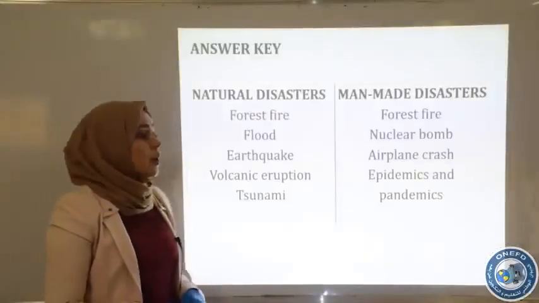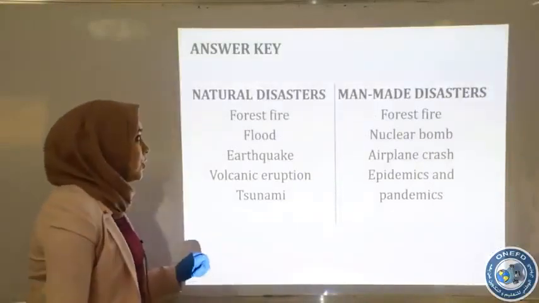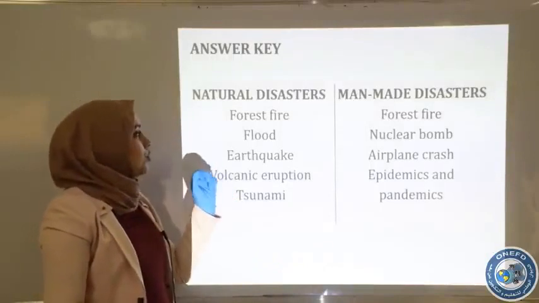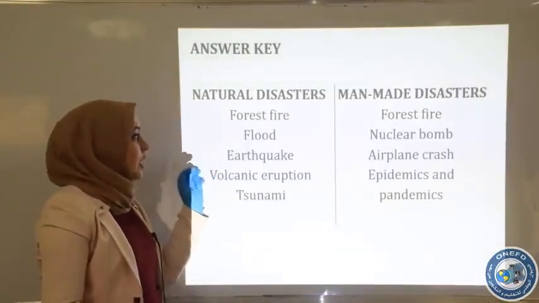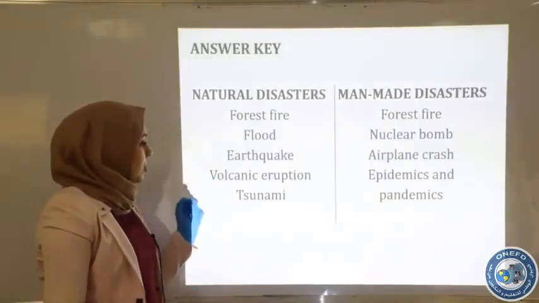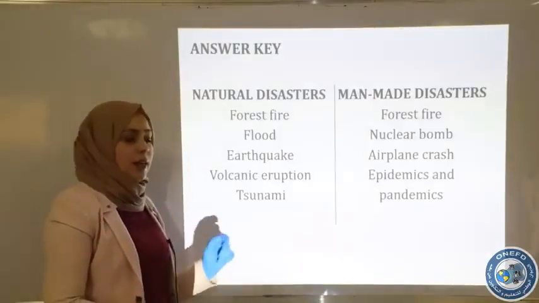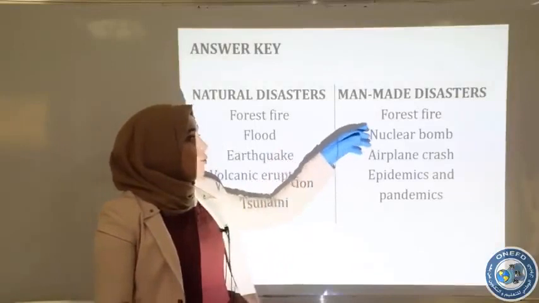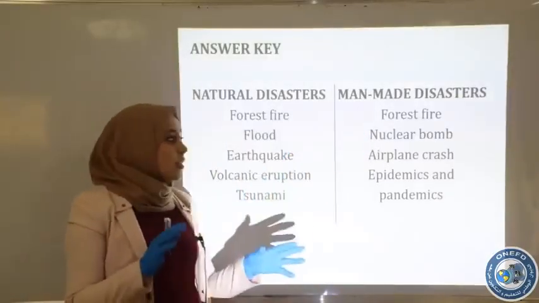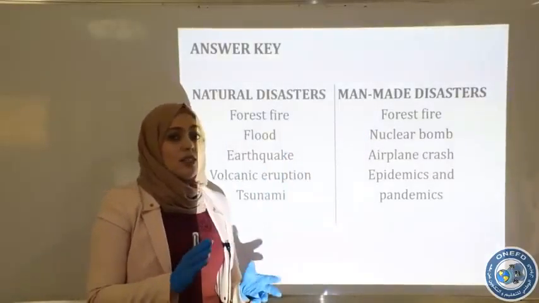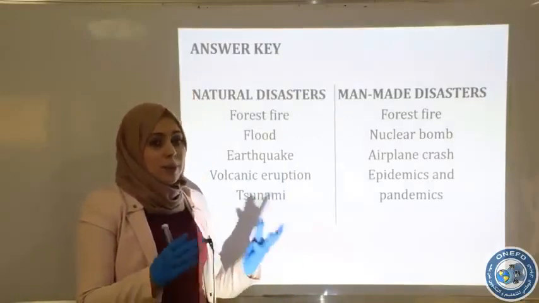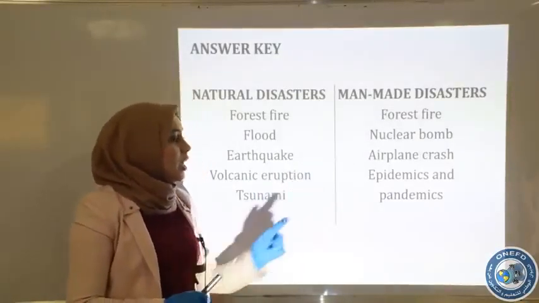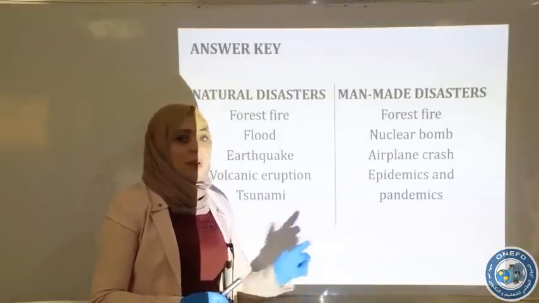All right, so here we have the answers to the task. So natural disasters, we can think of forest fire, and we can think of flood, earthquake, volcanic eruption, and the last one, tsunami. Man-made disasters, we have again here forest fire, because the fire can be caused either by man or can just happen by nature. We have nuclear bomb, airplane crash, and we have epidemics and pandemics.